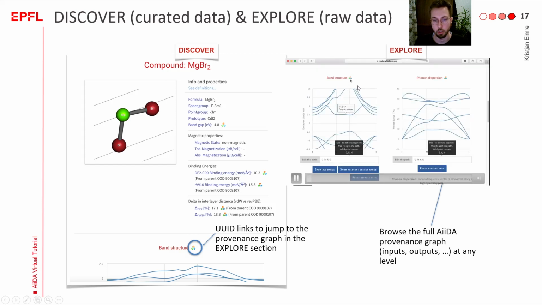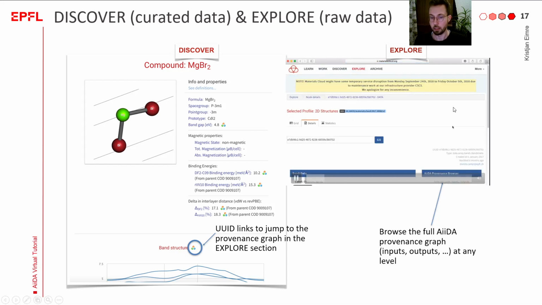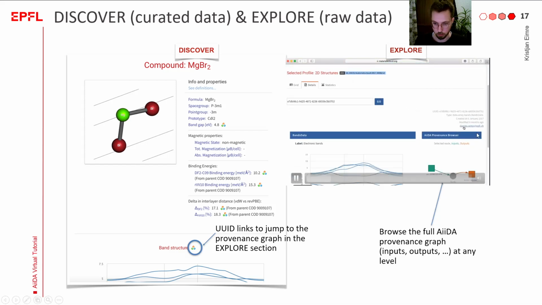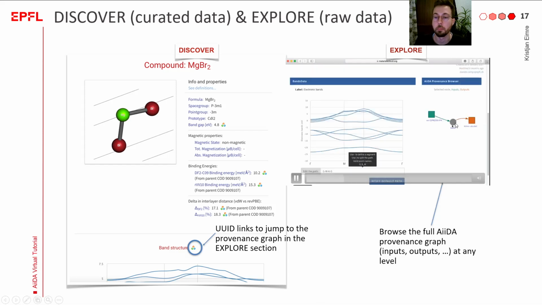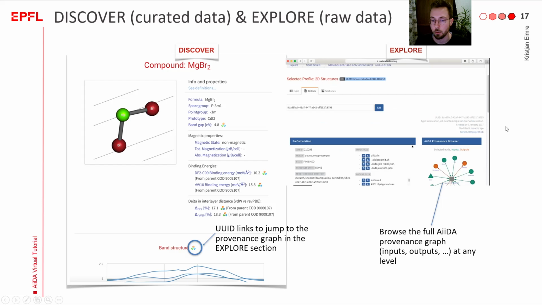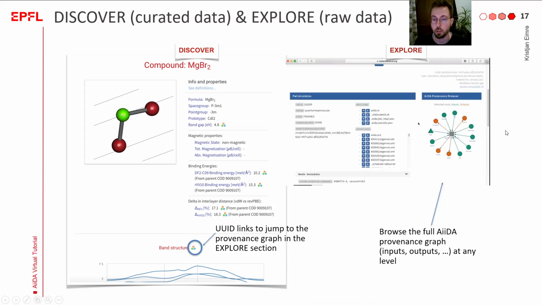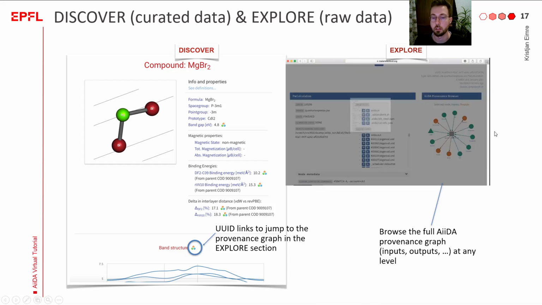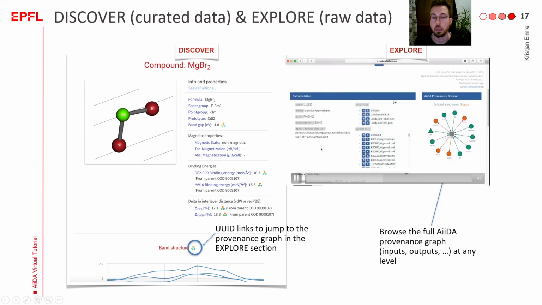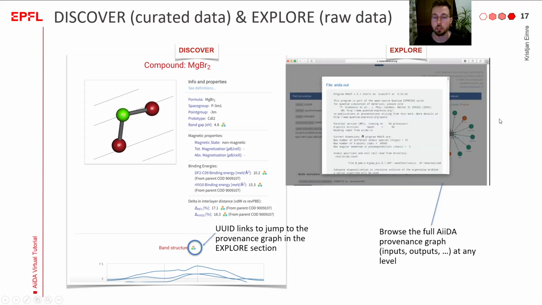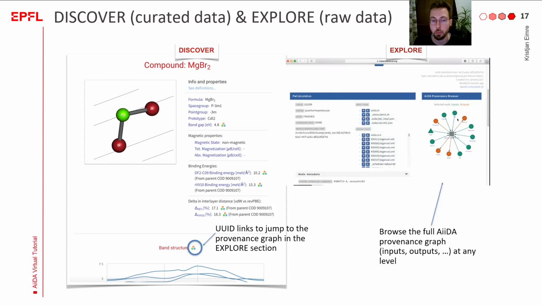So here I will just showcase, you click on, for example, the band structure, and this will jump to the explore section where you can explore how this calculation was performed. The bands calculation is one node, and you will see what generated this node, and where this node was used also. So this calculation generated the band structure node, and you can see the input script of the calculation, the output log of this calculation. This was a Quantum ESPRESSO band structure calculation.